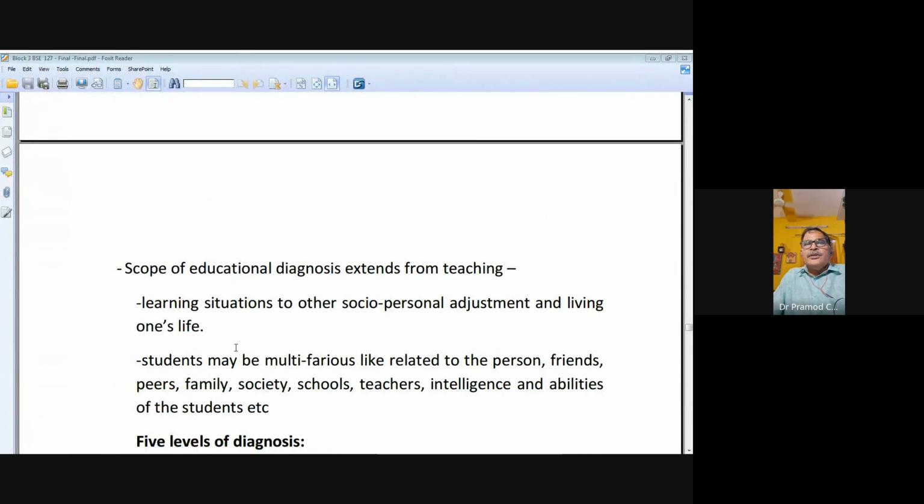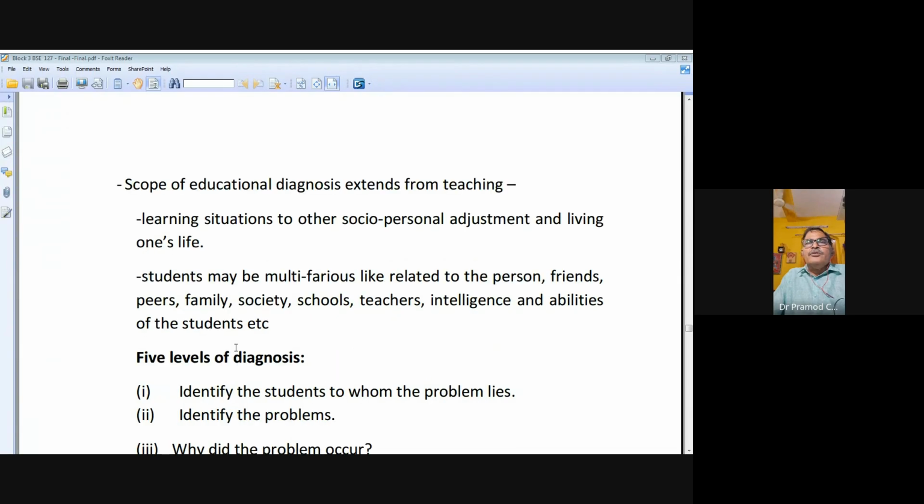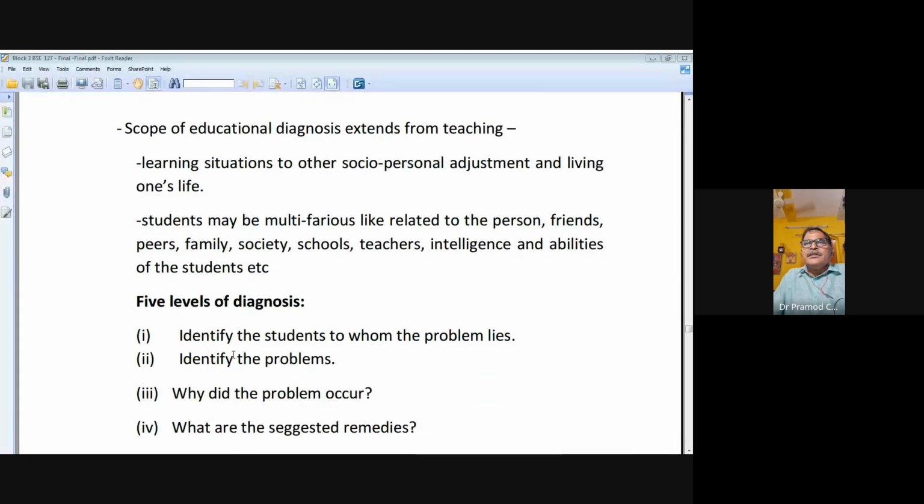So in educational diagnosis, we must consider the learning situation, the socio-personal adjustment, and the living conditions of the students. And not only this, we must find out the multifarious situations the person concerned is facing: different types of friends, peer groups, family, society, schools, teachers, his intelligence and abilities.